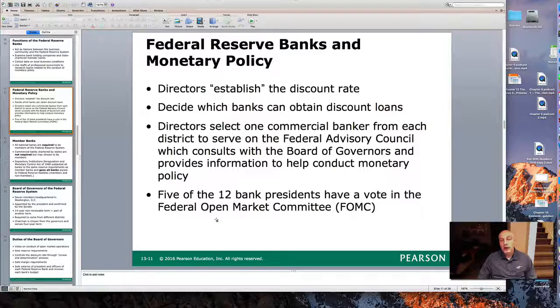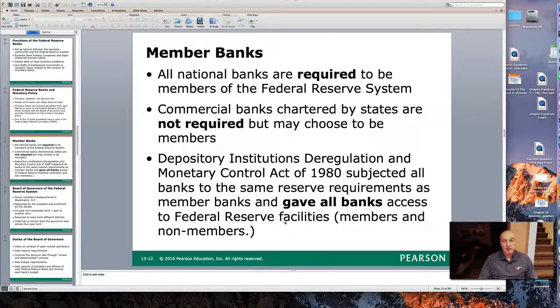Five of the 12 bank presidents, out of the 12 different Federal Reserve banks that we have, will have a vote with the chairman on the Federal Open Market Committee. That, again, will be responsible for setting what the monetary policy will be.